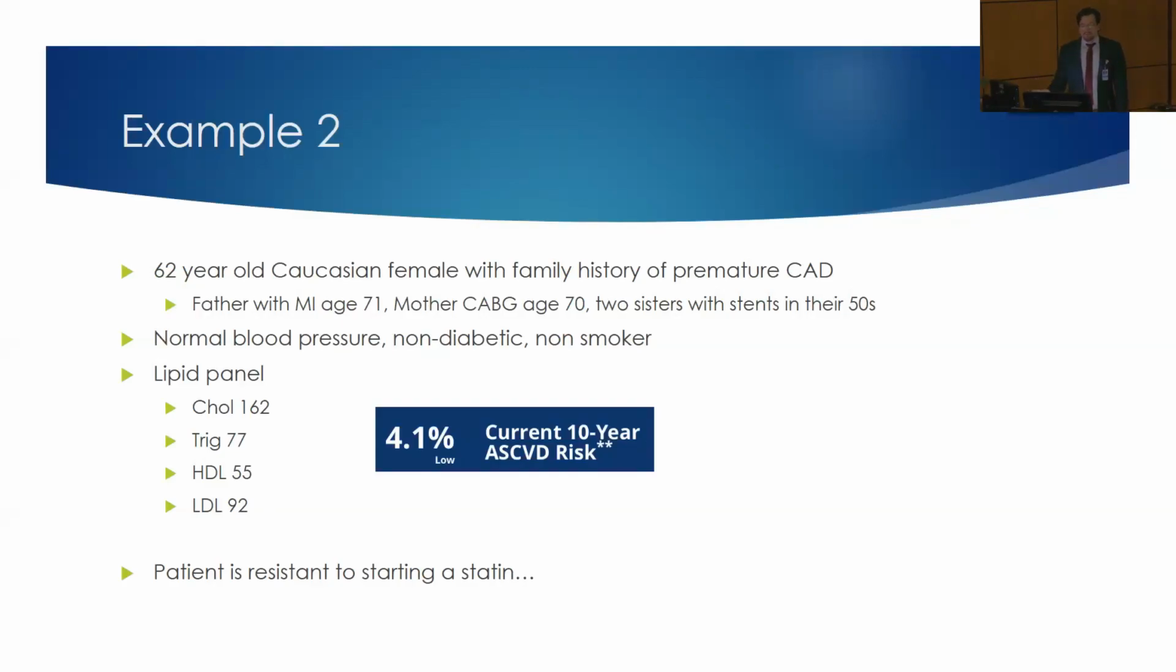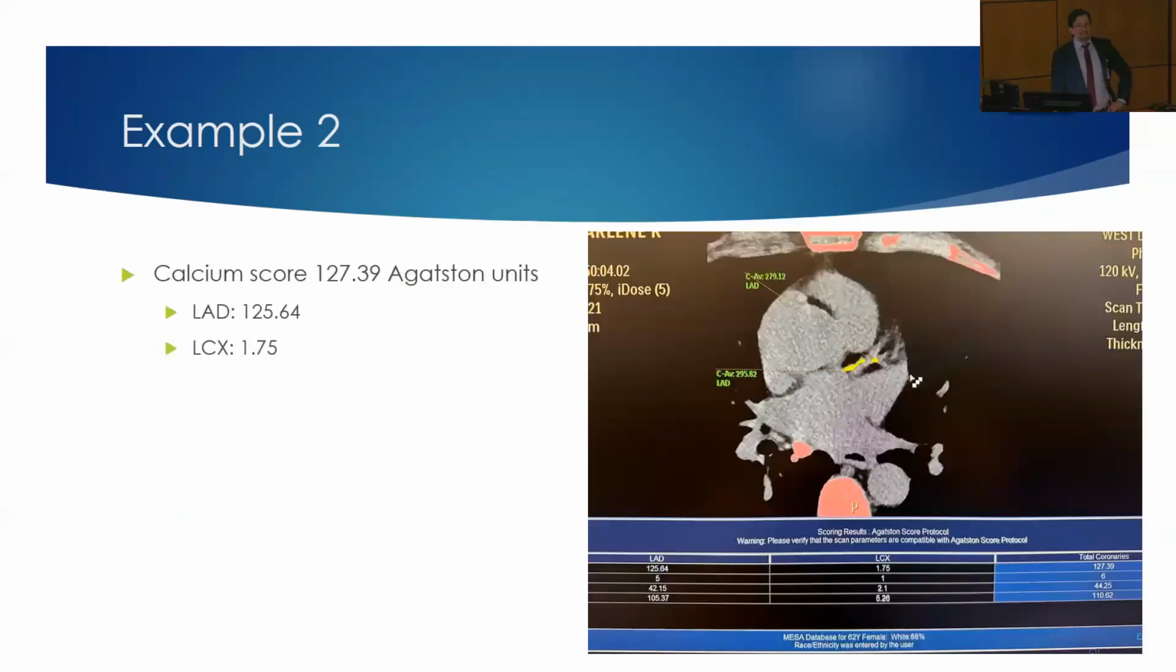But understandably, her sister's requiring stents at a younger age than her makes her pretty alarmed, and she's hesitant about some of the stuff she's heard about statins. So she wants to know if there's anything else we can do. Well, we get a calcium score, and this falls into the moderate range, above 100. She has a pretty dense plaque in her proximal LAD here. And in another image, you would be able to see that there's a little speck of plaque in her circumflex as well. So in that case, it's above 100, and I tell her, you have plaque there.